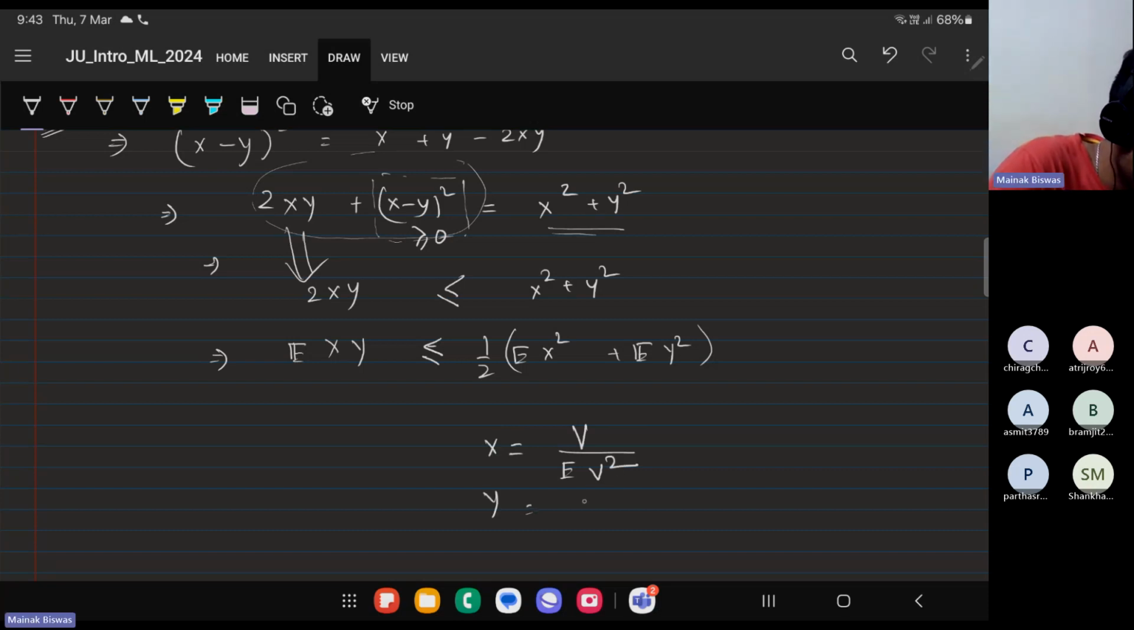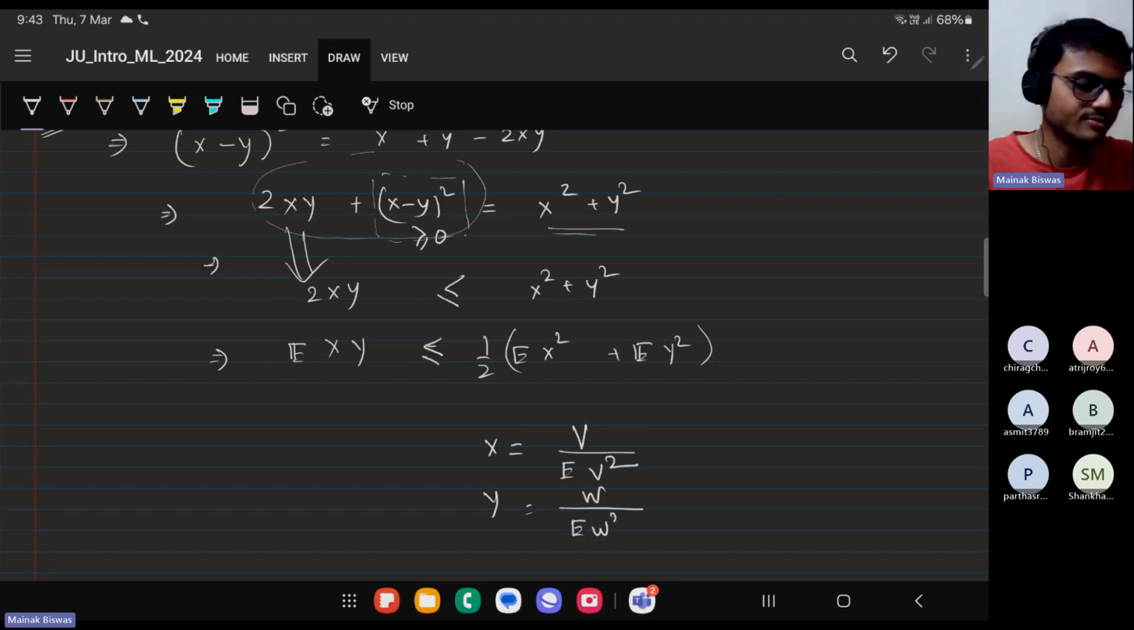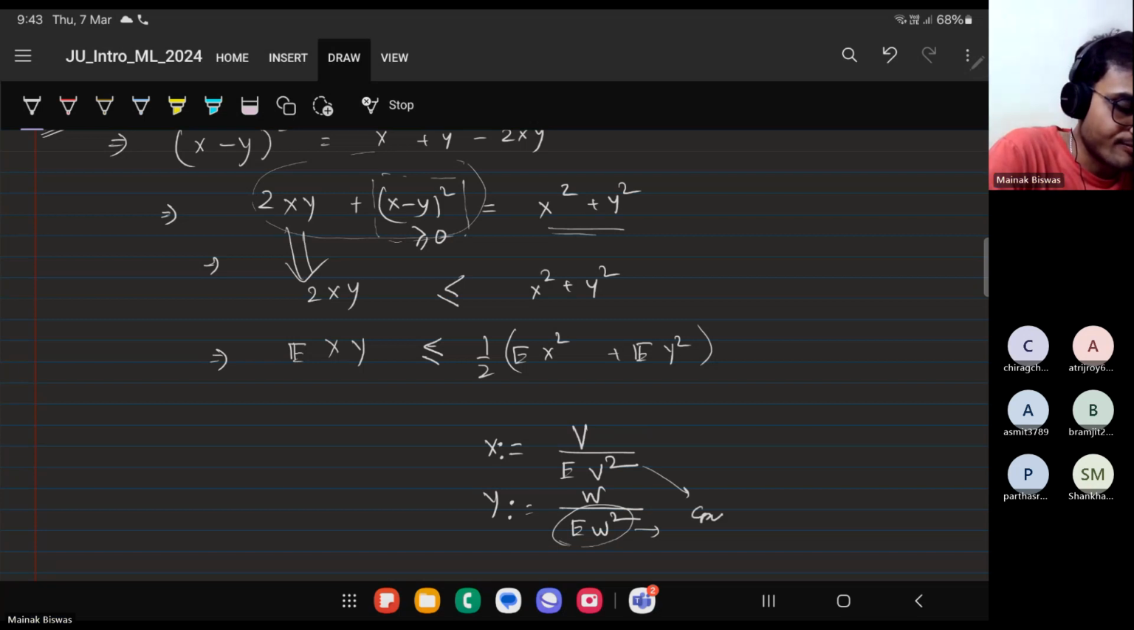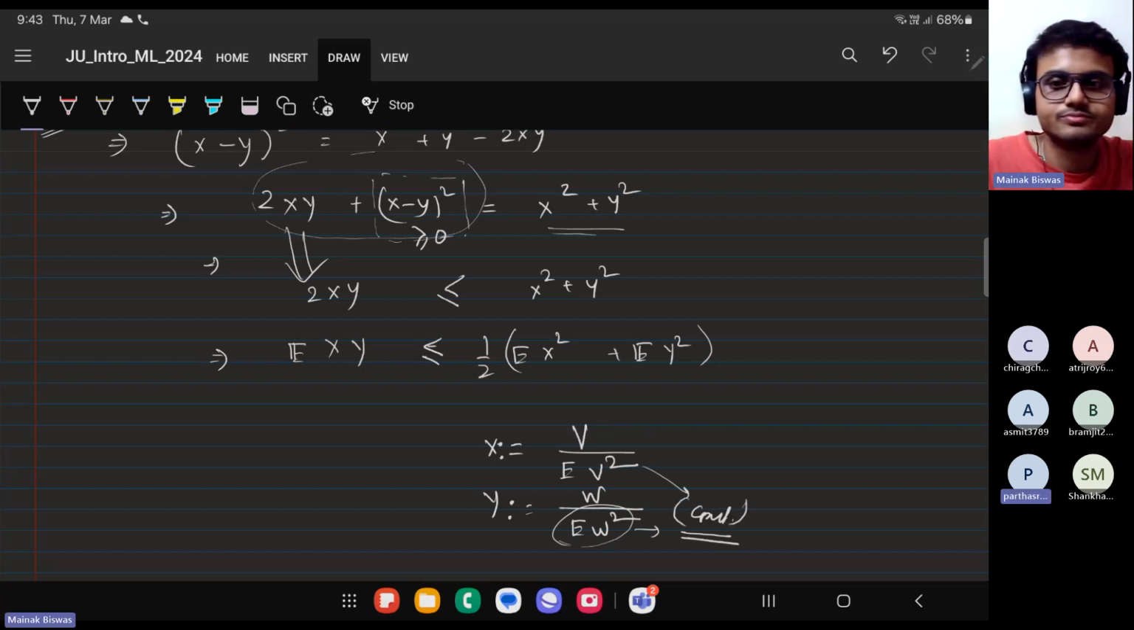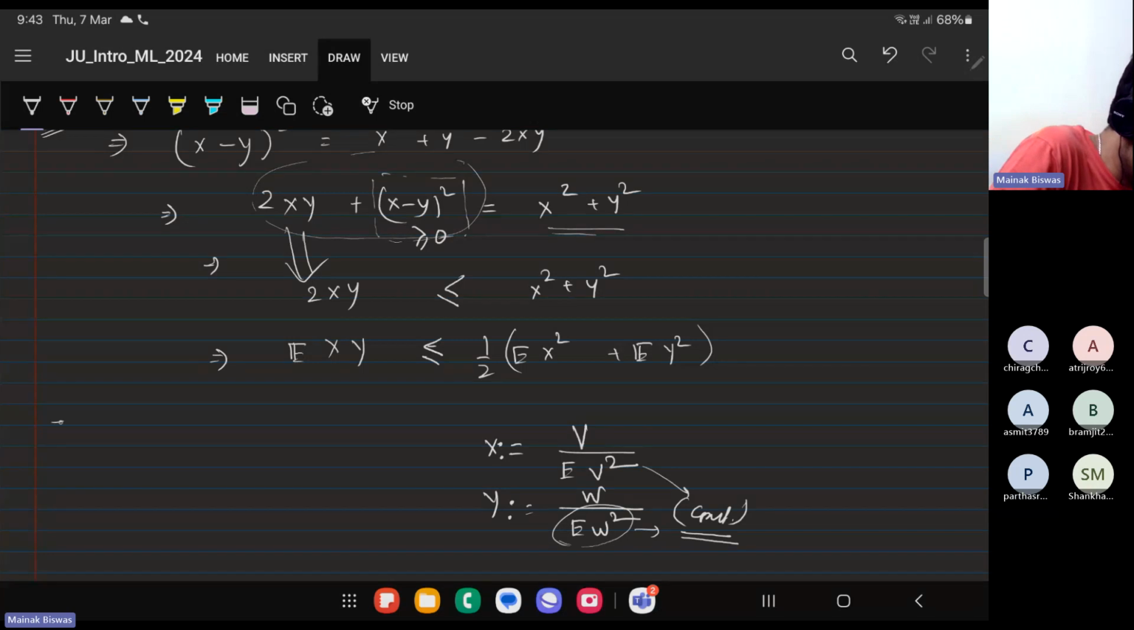And y as w divided by the square root of expected value of w square. Is it okay? I'm just defining x and y to be in terms of two new random variables. The denominator is a constant in both cases. Yes or no? Yes. So now what is the left hand side going to become? Expected value of vw divided by the square root of expected value of v square, as the constant comes out. And the right hand side, what will it be?